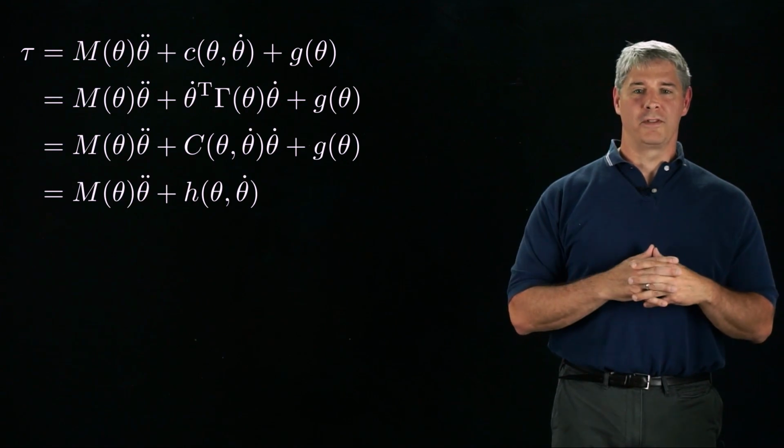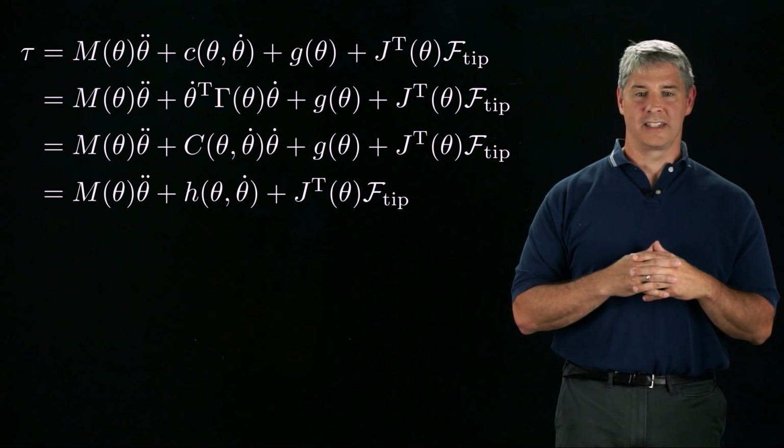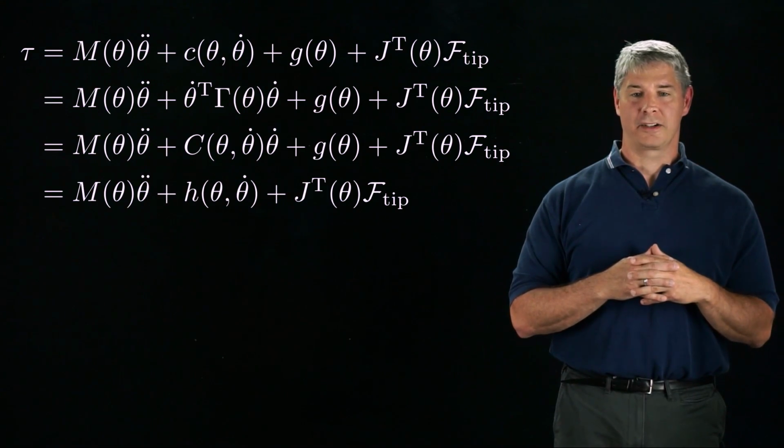To any of these forms of the equations of motion, we can add the joint forces and torques needed to create a desired wrench F-tip at the end effector. Now that we have a better understanding of the velocity product terms, in the next video we'll focus on the mass matrix.